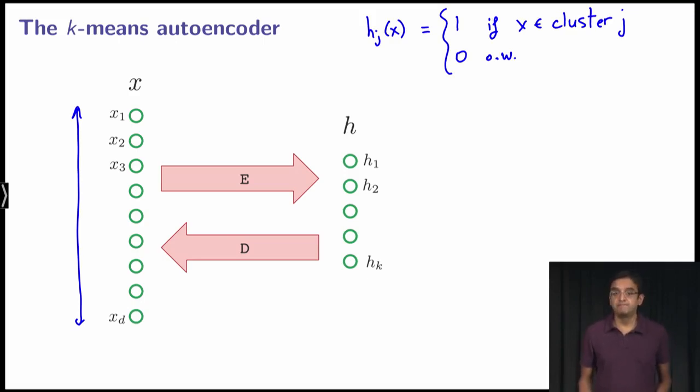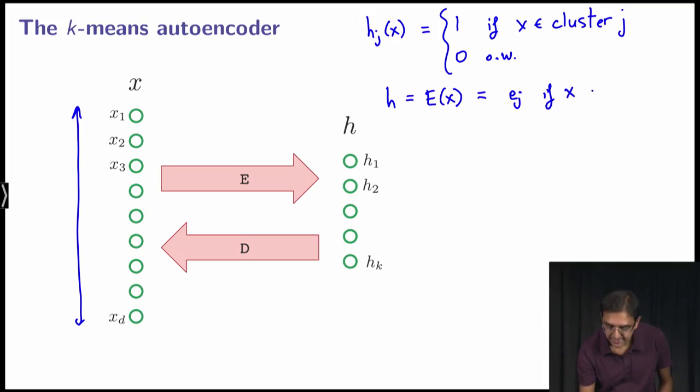So if we do things this way, then the hidden representation is a binary vector, a vector of zeros and ones. And in fact, all of it is zeros except for a 1 at one position, the position that identifies the cluster that x belongs to. So if we wanted to write this in vector form, what we would say is that the vector h is a binary vector. It is the encoding of x, and it is e sub j, which means the 0, 1 vector with a 1 at position j, if x is in cluster j.